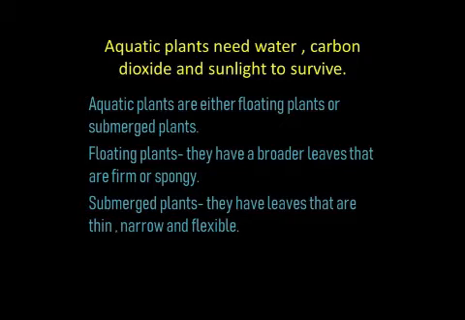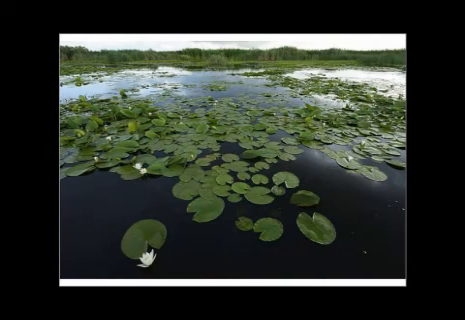Floating plants have broader leaves that are firm or spongy. You can make out from this itself whether the plant is floating or submerged. Broader means the width of the leaves is very big, and they are firm. You can see from the plant's leaves that it is very smooth and spongy. So floating plants have broader leaves, which are firm and spongy.